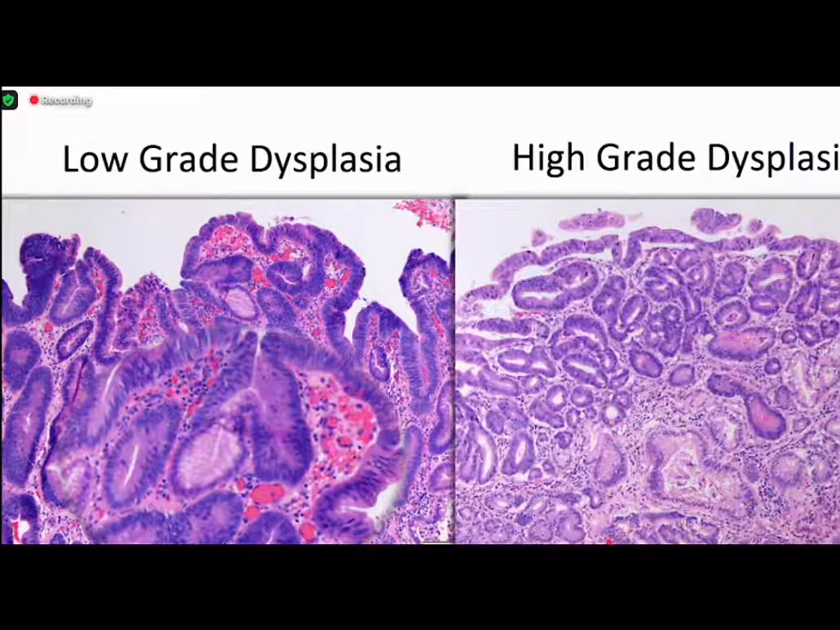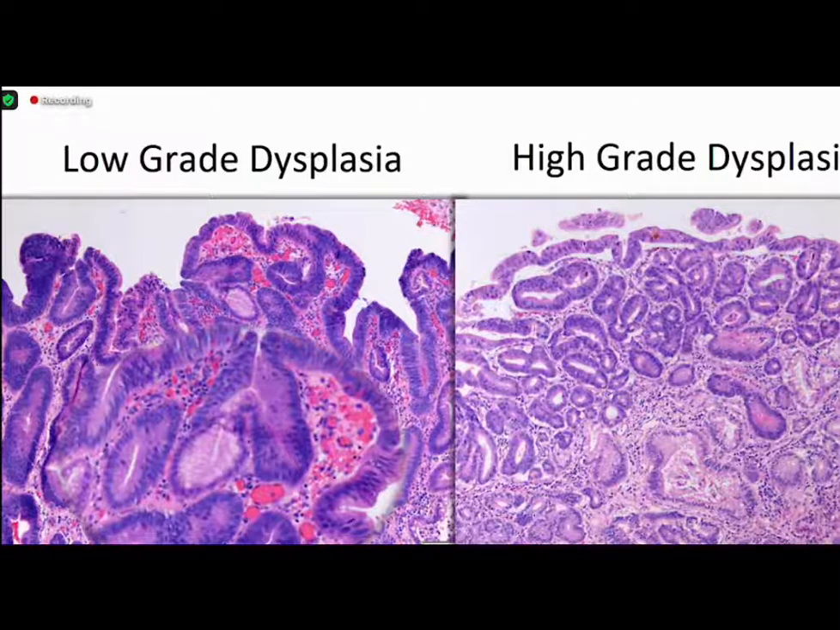In high-grade dysplasia, like I mentioned previously, it would have more cytological atypia along with the complexity that we would see. So in this case, we can appreciate that there are these glands which are budding, and there is some cribriform formation that we can appreciate in these glands.